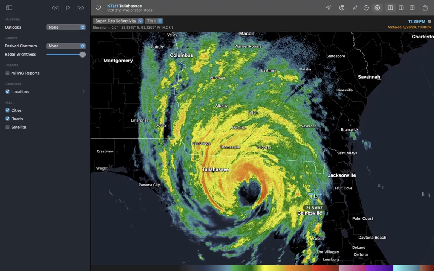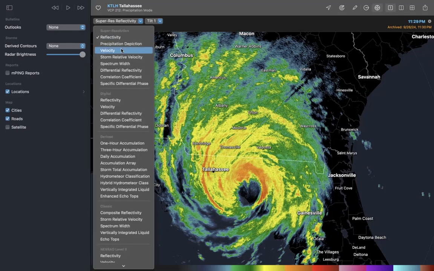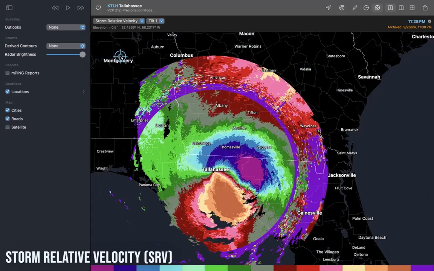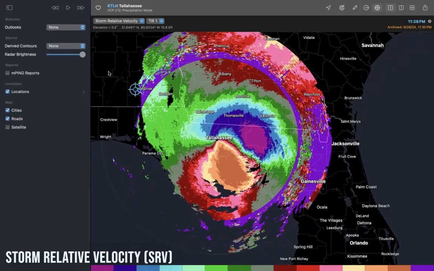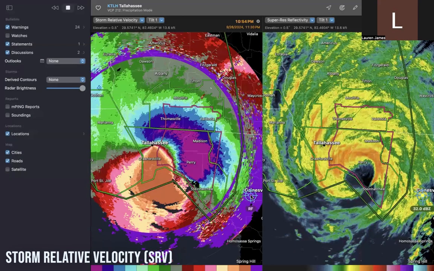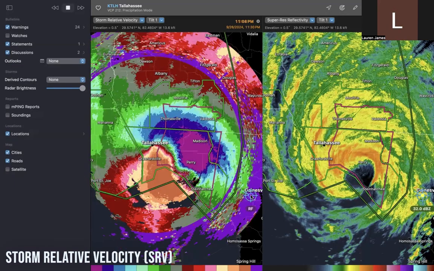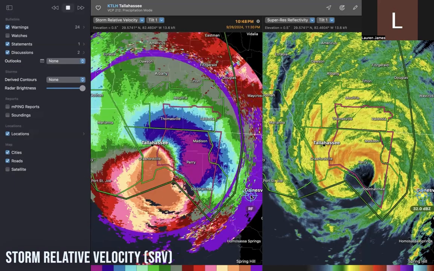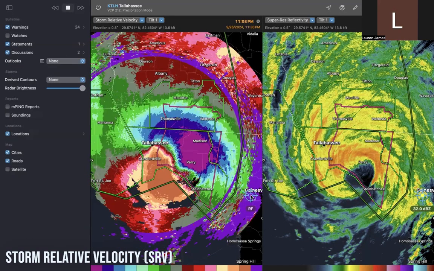To detect more detailed internal rotations, let's now view the storm relative velocity. The storm relative velocity removes the storm's forward motion and it really puts a focus on the embedded rotation. At 11:30 p.m. on September 26th, the Tallahassee radar was capturing significant storm relative velocity data as the hurricane was making landfall in the Big Bend region.